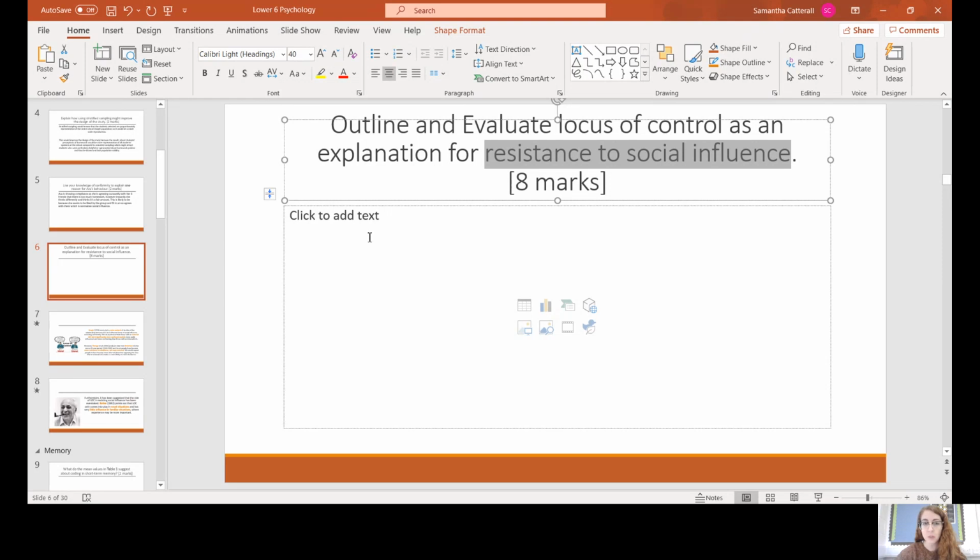So the psychologist that came up with the locus of control explanation for resistance to social influence was Rotter. There was a lot of people putting Rotter, which is somebody else. So it needs to be Rotter. I don't think I was that harsh when I was marking, actually. I think I maybe gave you credit for it, which I probably shouldn't have done. But it is technically Rotter, so that has to be on there. So you've got to kind of define the general concept.